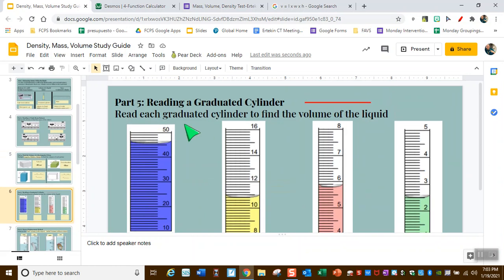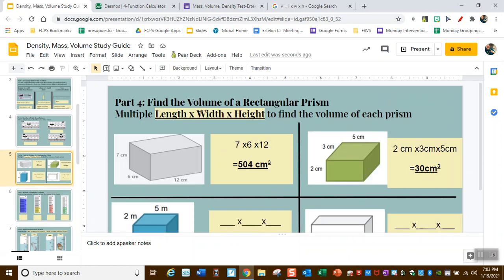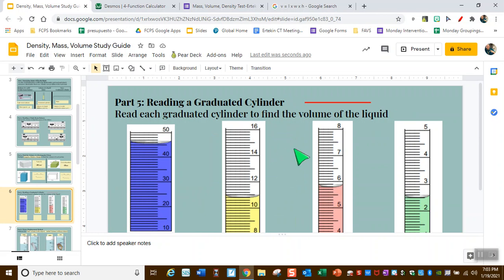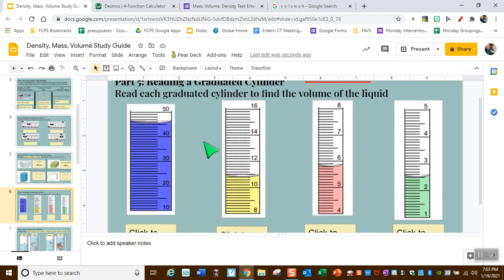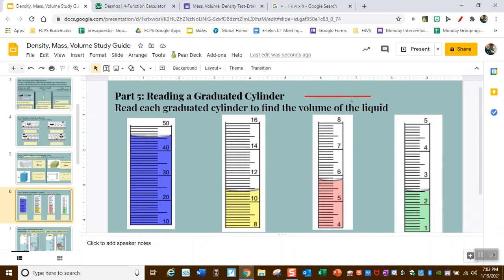Okay, now we're going to do more with volume. This is volume of a solid. This is volume of a liquid. Ahora vamos a hacer volumen de un líquido. All right, so let's read the graduated cylinder.